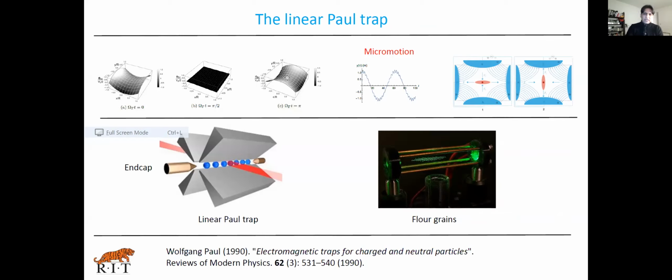Okay, so that point is where people try to trap. If they're trying to trap a single ion, they try to trap very near the center and minimize the effects of micromotion. You can stretch the trap out.